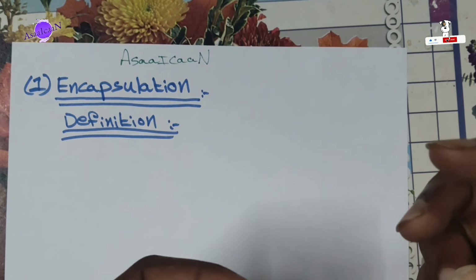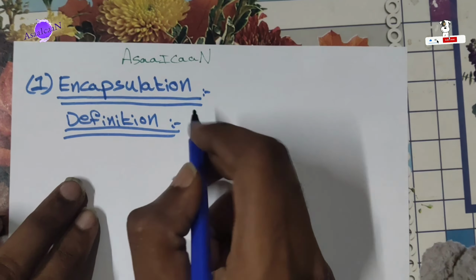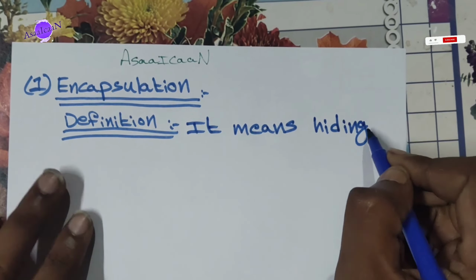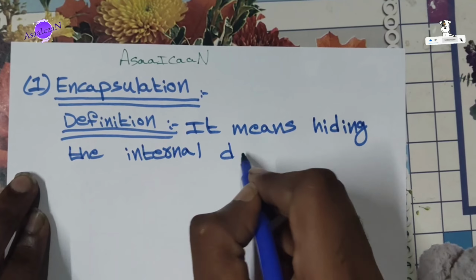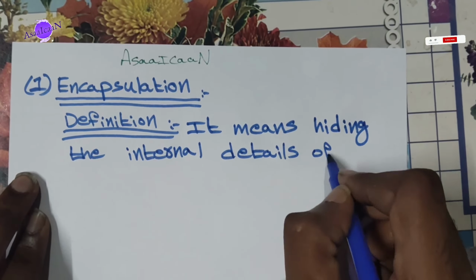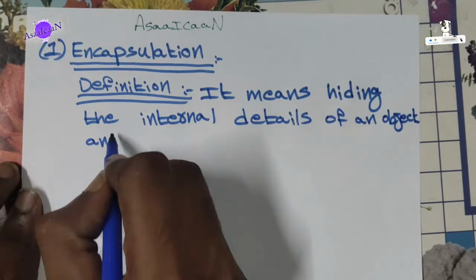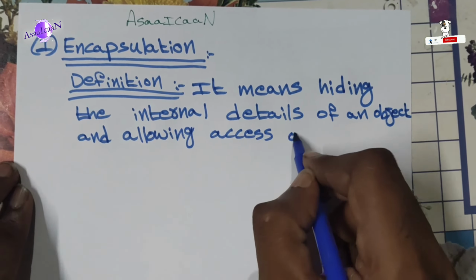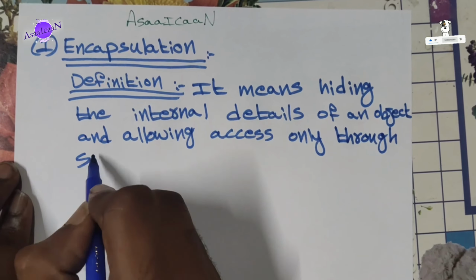Now let's see the second principle of object oriented programming. First of all, I will write the encapsulation definition. It means hiding the internal details of an object and allowing access only through specific methods.